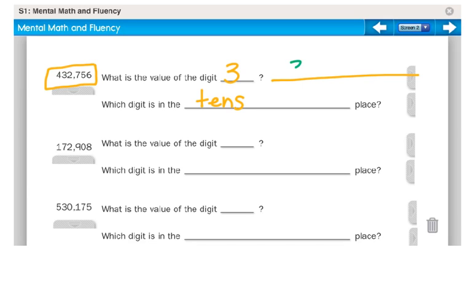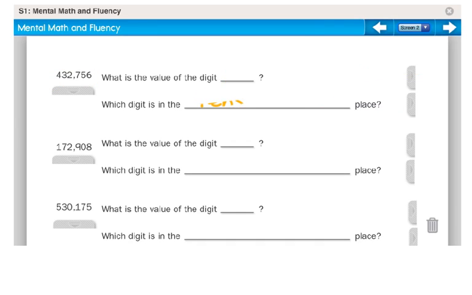So the value of the 3 is 30,000. I look here, it's in the 10,000s. I replace everything after it with a 0. Which digit is in the tens place would be the 5. Okay, go ahead and erase that.